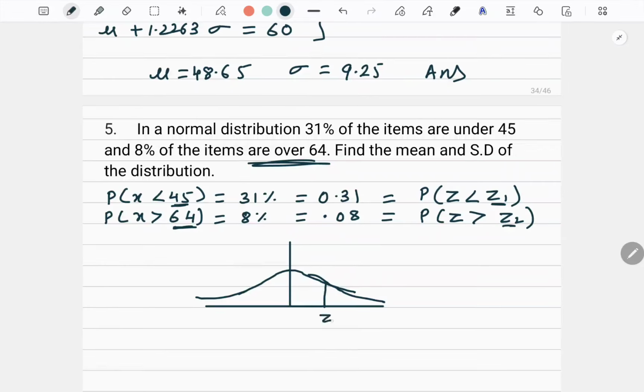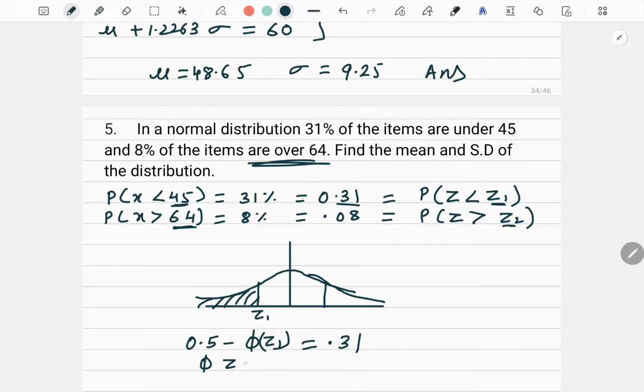Randomly, let me place z1 here. Now the probability for z less than z1 means this portion. This portion is 0.5 plus something, but it is less than 0.5. So again, this position of Z1 is wrong. So I cannot place my Z1 here. So let me place Z1 here. So the probability of Z less than Z1 means this portion. And what is this portion? This portion is 0.5 minus phi of Z1, which can be equal to 0.31 because it is less than 0.5.